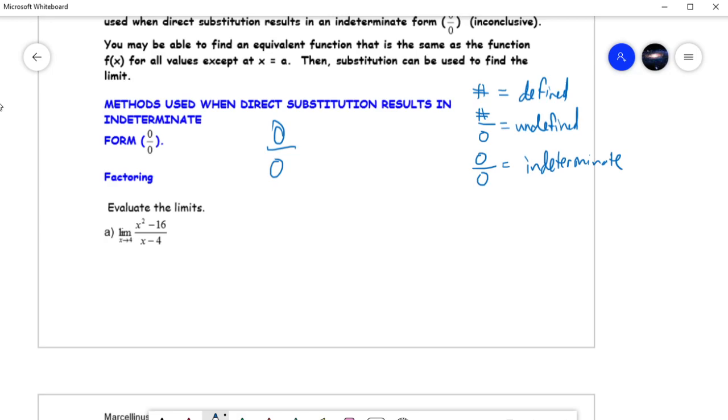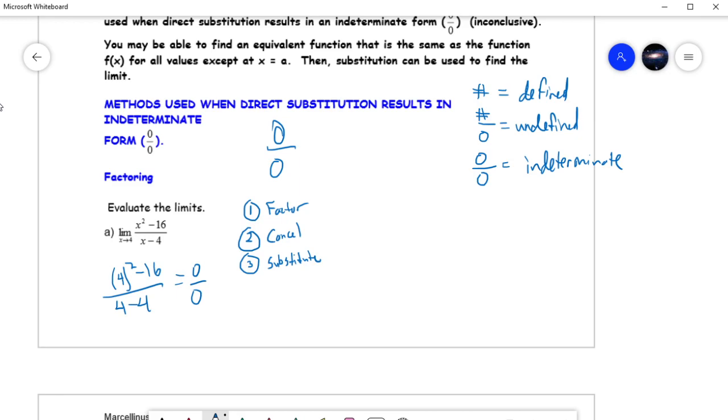Evaluate the limit as x approaches 4 of this equation. Of course, if you plug in 4, you're going to get 4 squared minus 16 over 4 minus 4, which is going to give you 0 over 0. As soon as you see 0 over 0, you think to yourself, okay, it's indeterminate, so I've got to try and use a strategy to see if there's a way to fix this up. The first strategy I'm going to show you is factor, cancel, then try to substitute.